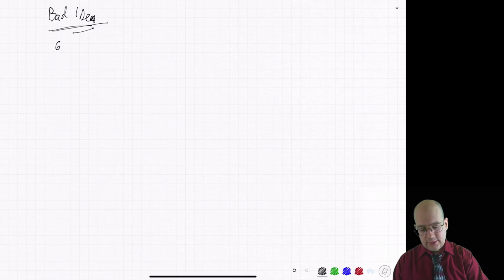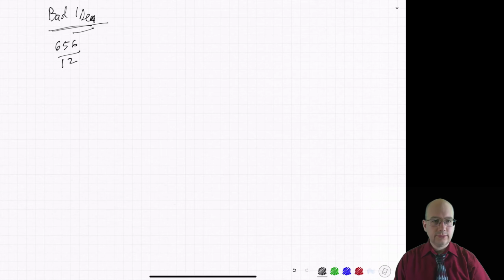So let's say we're doing 656 divided by 12. All right. So you can cancel common factors. You can do long division. You can do whatever. All right. I am going to do polynomial synthetic division on this. So the idea here, and it's an interesting idea. It's not actually efficient or effective or anything, but it's a pretty cool idea.